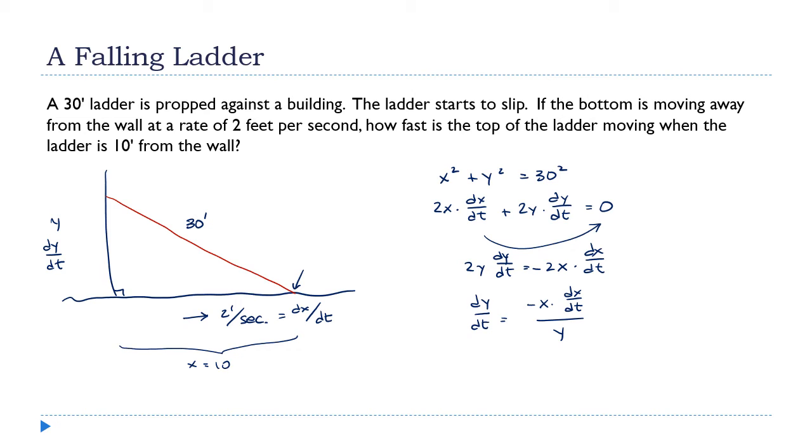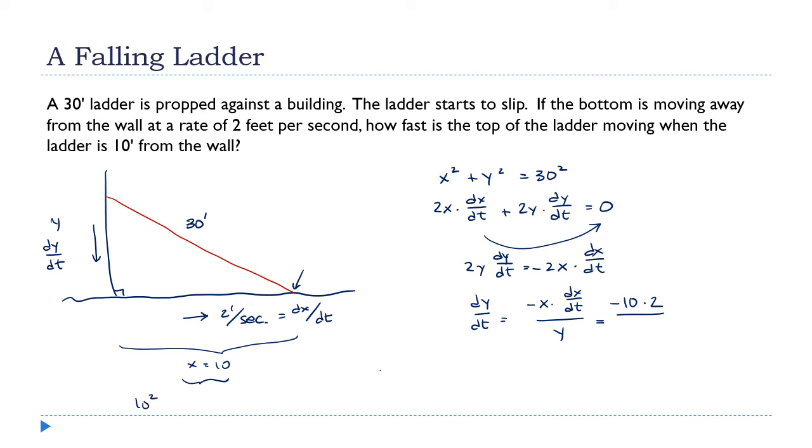All right, now I can put some numbers in here. I was asked how fast the top of the ladder is moving. That's this rate of change, which is dy/dt, which is why I solved for it. So let's put numbers in. I know that x is 10, so this is negative 10 times dx/dt, which is 2, divided by, and what is y? Well, again, I'm going to go to the Pythagorean theorem.